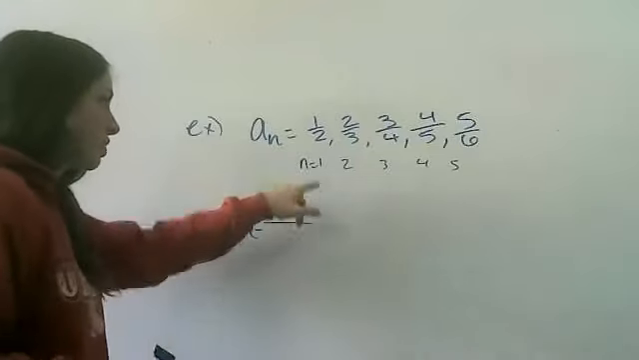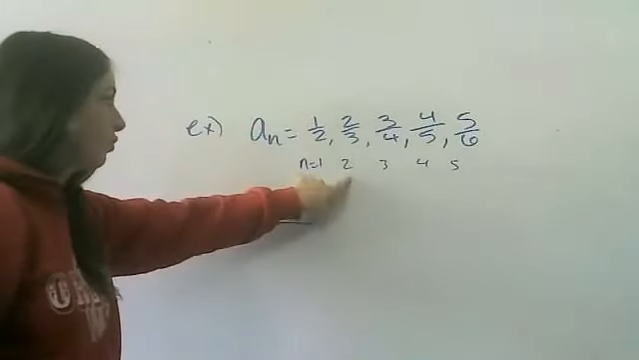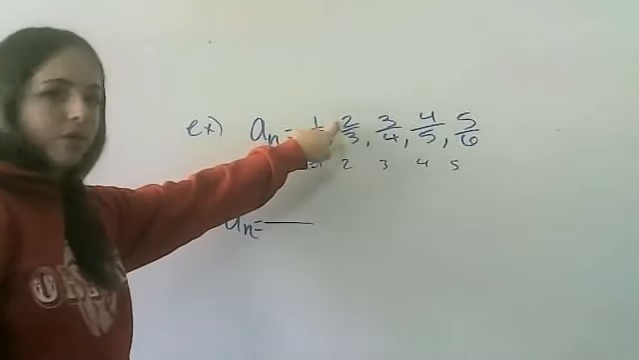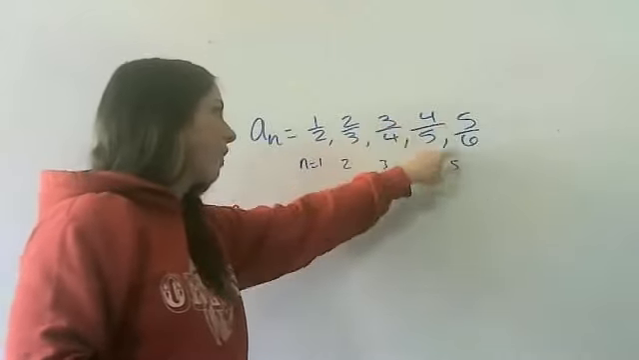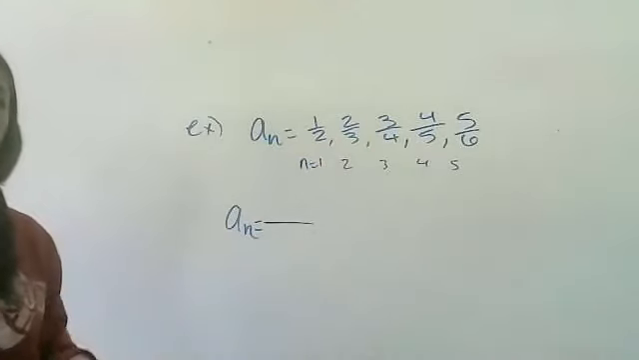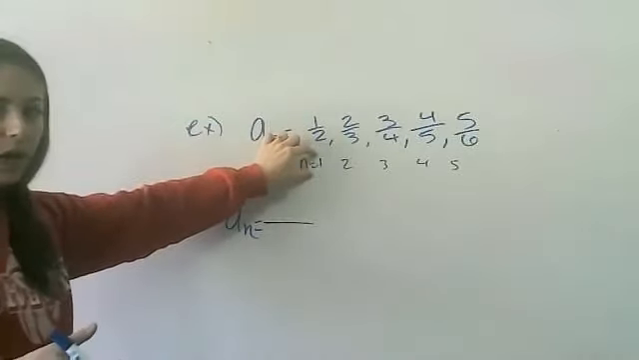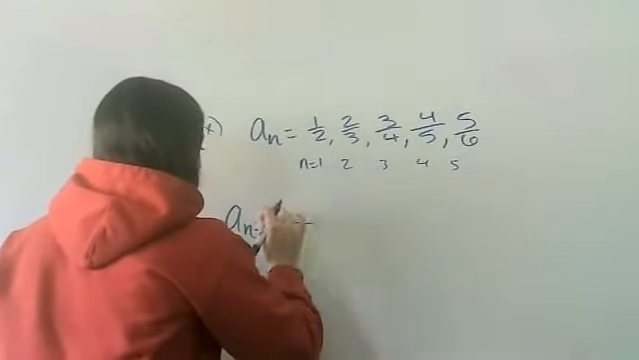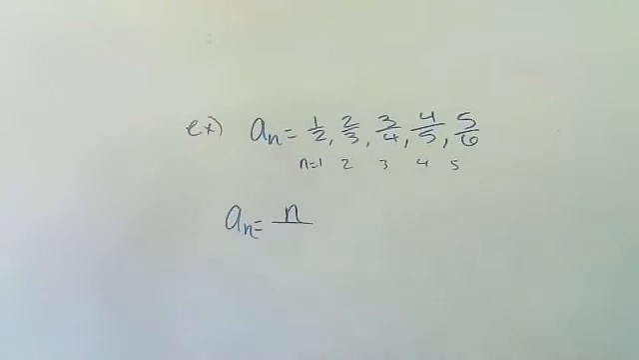So in my numerator, to get from 1 to 1, I don't have to do anything. To get from 2 to 2, I don't have to do anything. Same thing, 3 to 3, 4 to 4, 5 to 5. So to get from my n value to my numerator, I do absolutely nothing. Quite frankly, your numerator is your n value. So the rule for the numerator would just be n. So all you have to do is put n in the numerator.